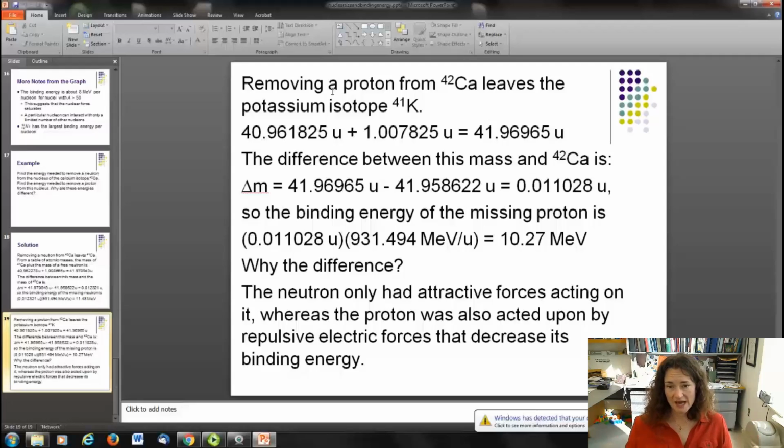Well, the neutron had only attractive forces acting on it, whereas the proton also had the repulsive Coulomb forces, and that would decrease the binding energy for the proton relative to the neutron. So that can be seen in this simple calculation.